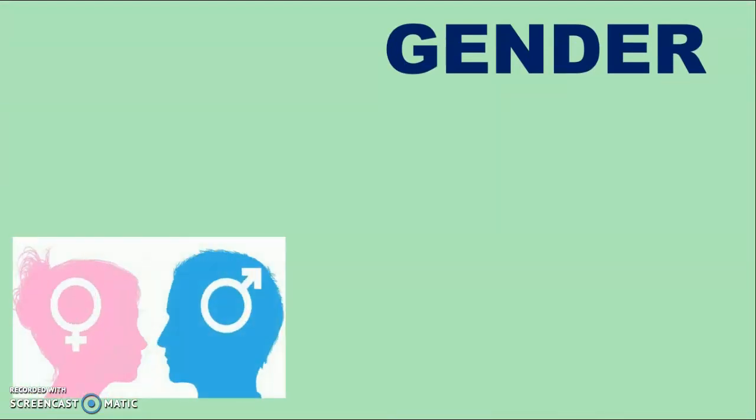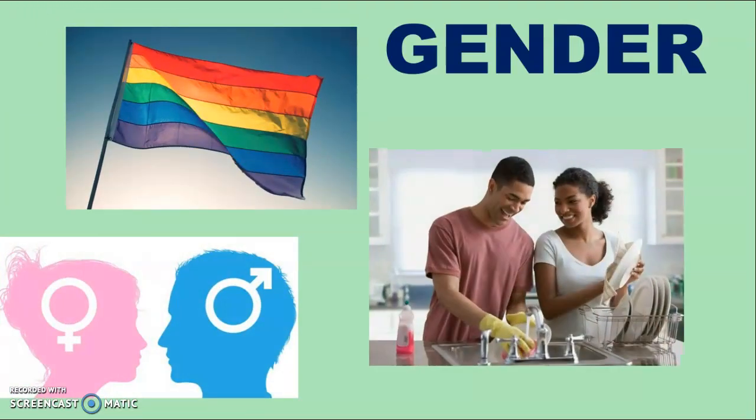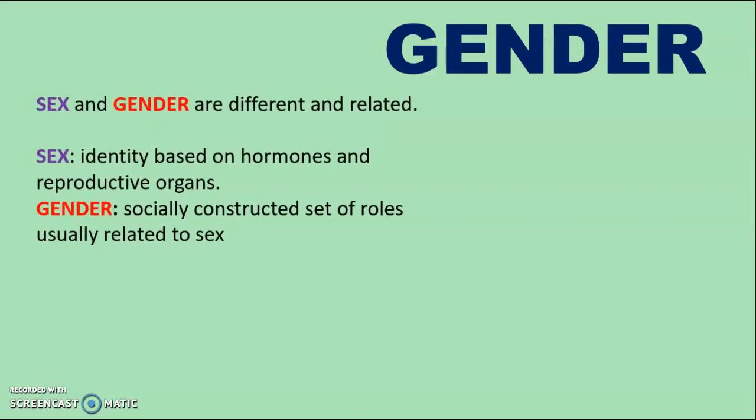The last of the three critical approaches is called gender. And when you think of gender, you might think of something like this, right? Well, whatever you think of, here's how we're going to approach it here. So sex and gender are different and related categories. They're two different things, but they're related. For the purpose of this introduction, sex is basically one's identity, and everyone has an identity, based on hormones and reproductive organs. It's not race, it's not socioeconomic level, it's based on hormones and reproductive organs.